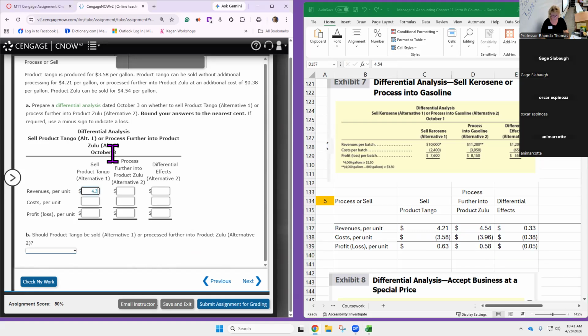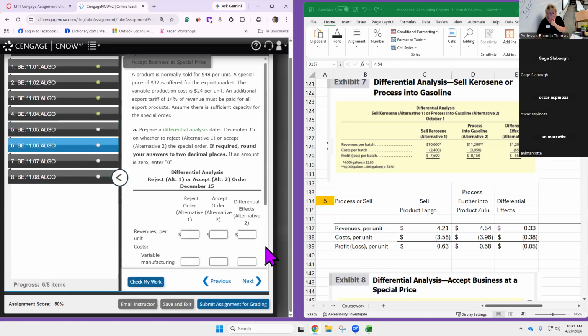So let's go ahead and key these in. I'll try to hurry up a little bit. Okay, 454. Okay, so what did we say? Should it be sold or processed further? We better sell it just like we've been doing, or we're going to have less profit per unit, right? And a nickel could make a difference. How many do they sell? They didn't tell us. Okay, let's keep going.